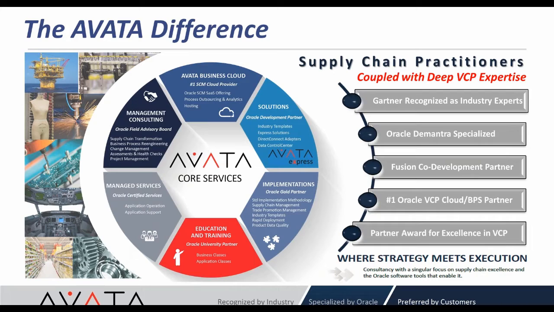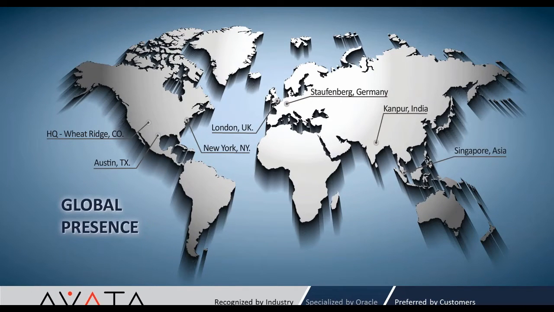We are a recognized leader in the industry, largely because we are supply chain practitioners. We were formed out of the business and operations side of supply chain. And we were one of the first companies ever to be specialized in Demantra, so this is definitely a sweet spot for us. We do have a global presence with offices throughout the world: U.S., India, Europe, and Asia.